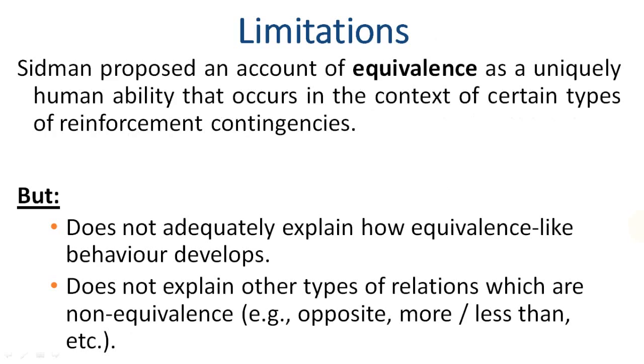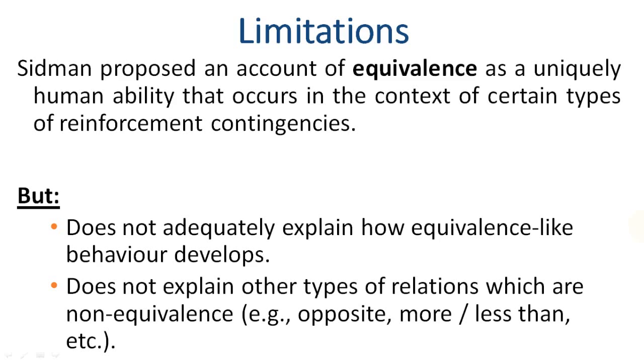Now, there are limitations to equivalence relations. The main one is that Sidman proposed an account of equivalence as a uniquely human ability that occurs in the context of certain types of reinforcement contingencies. But he didn't provide an explanation of how equivalence-like behavior or equivalencing developed. And equivalence relations theory does not explain other types of relations which are non-equivalent.